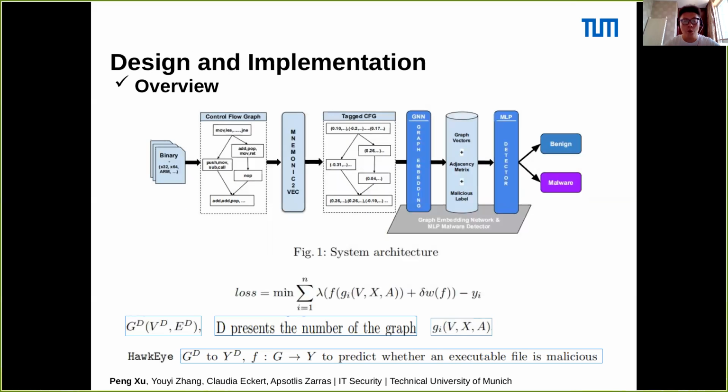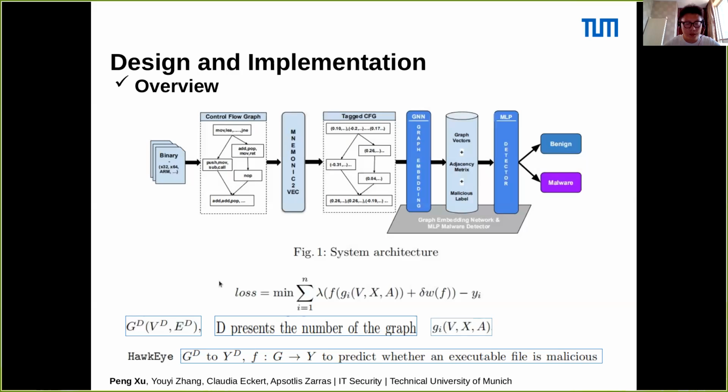The architecture of our work is shown in figure 1. We input the executable binary and get the benign or malicious result. The architecture includes control flow graph extracting, graph generation, and graph embedding based feature preparing.